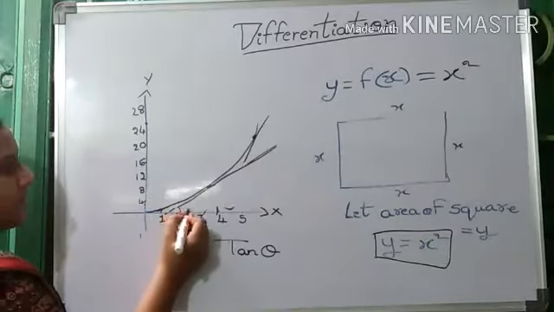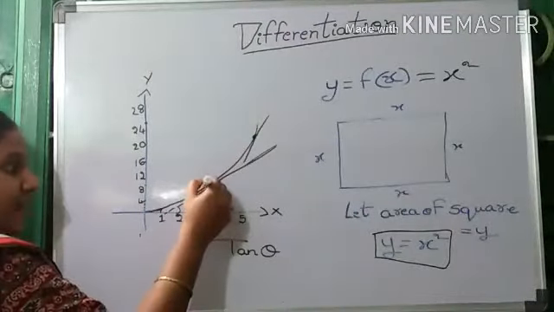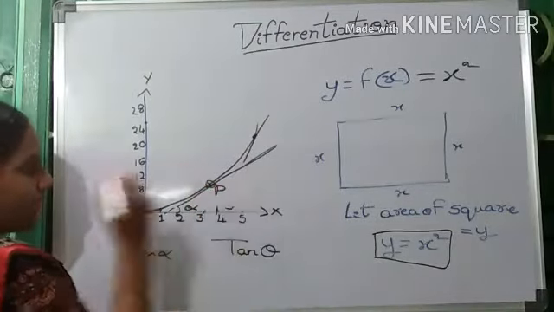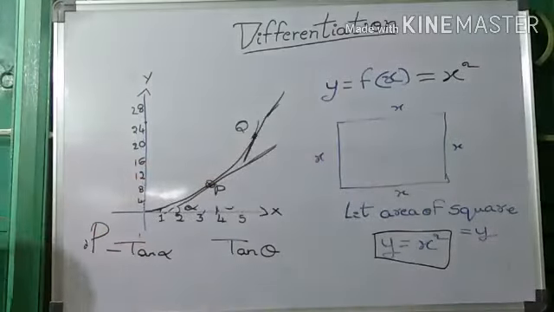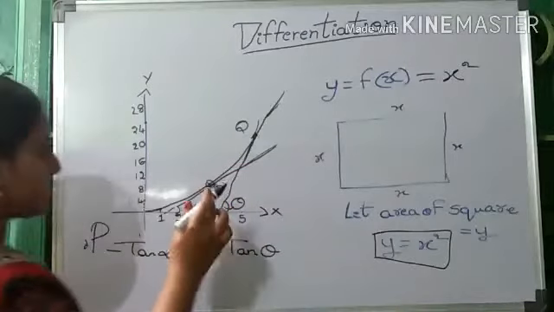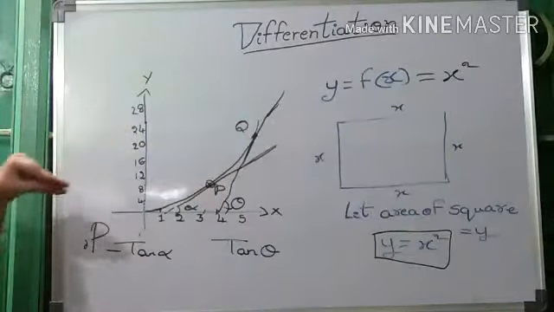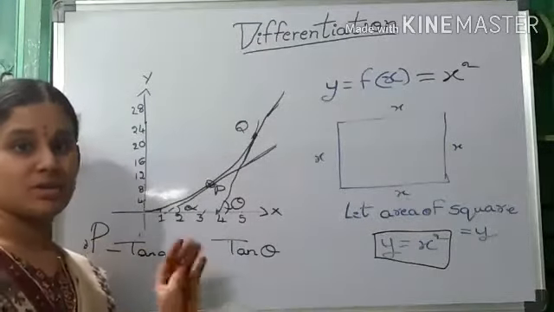Extend it, the angle will be some alpha. The slope of the graph at this point is tan alpha. At the point P, it is tan alpha. At the point Q, the slope is tan theta. For a curve like this, the slope varies from point to point. For a straight line, we have a constant slope.